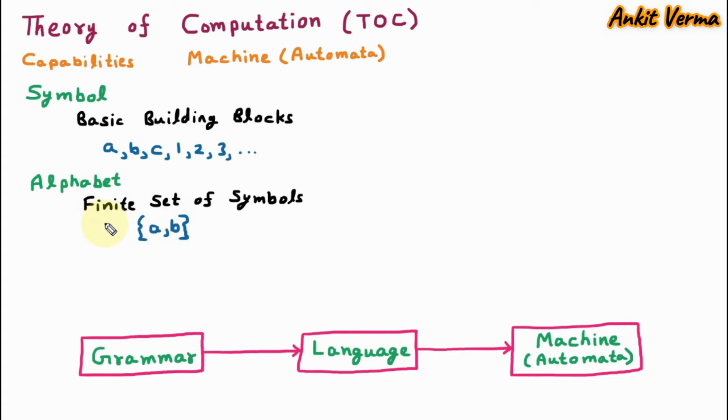Alphabet is represented by sigma. So sigma is equal to the finite set of symbols. So here it is A and B.